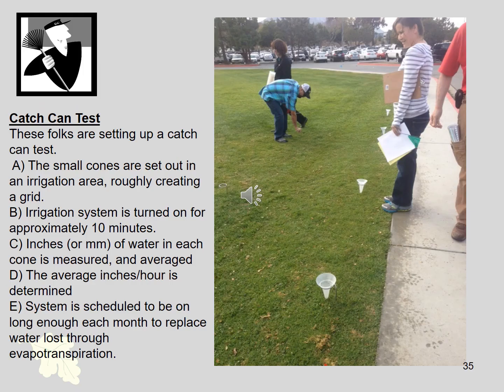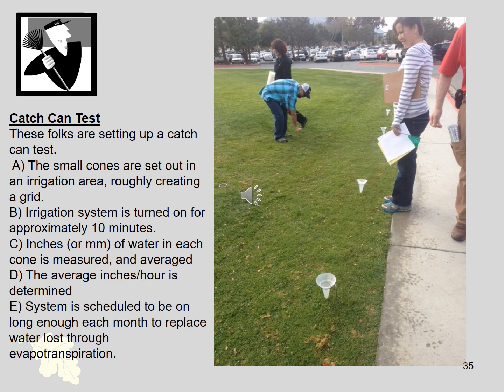How do you determine how much water is coming out of your irrigation system to know if you're putting the right amount of water back that was lost from ET? You can use a simple catch can test. These folks are setting up a catch can test. This is one that I was involved in in this short irrigation course I took at Cal Poly. These small cones are set out, roughly creating a grid with the cones. We're just starting to put them out here, only 1 row.